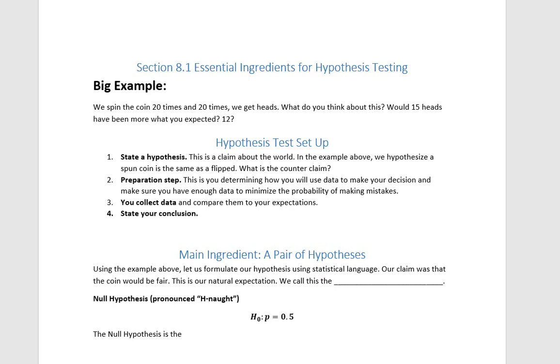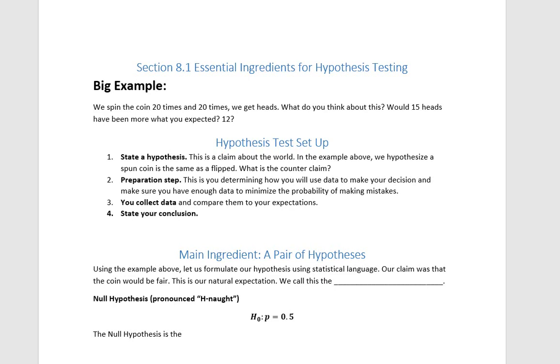The next step is that we talk about our preparation. So in science, we determine how we're going to gather the data, how we're going to make a decision, and we want to make sure that we have enough data to minimize the probability of making a mistake. So if you only flip a coin once, that doesn't really tell you enough. You have to do it a lot, but we have to determine how much is a lot.